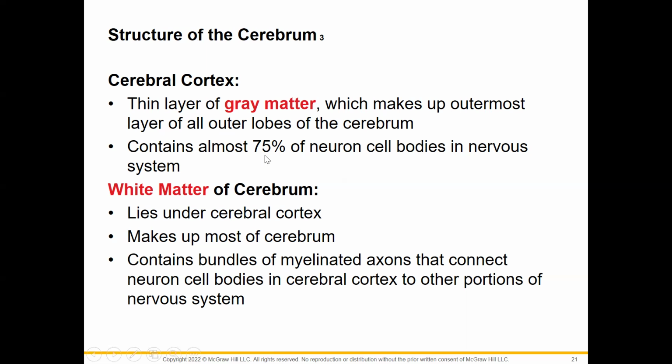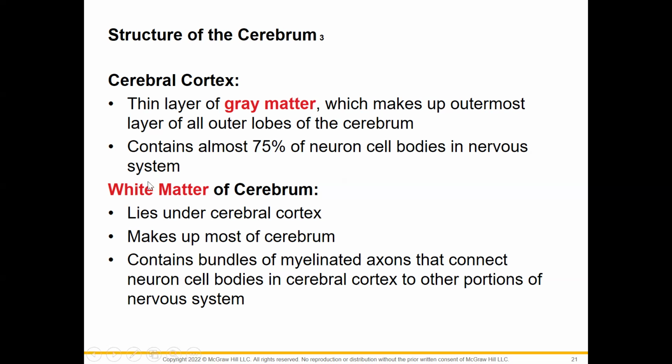Almost 75% of the neuron cell bodies in the nervous system are located in the cerebral cortex that make up this gray matter. So 75% of the cell bodies of all the neurons in your body, from the tips of your toes to the tip of your nose, 3/4 of the cell bodies of all of those neurons are located in the cerebral cortex. That is so fascinating to me.